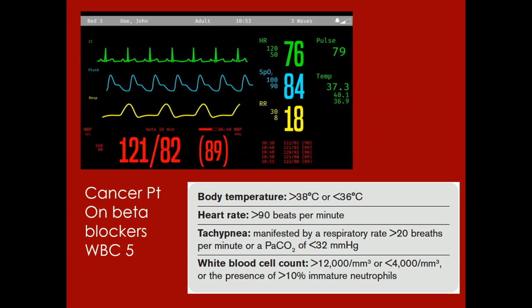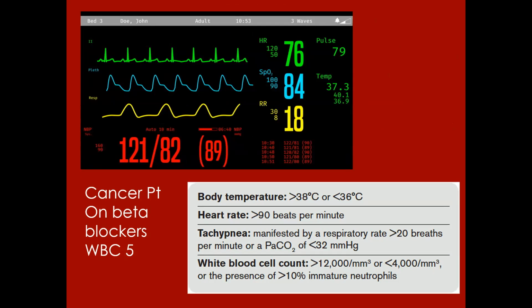Now, what about this example? Notice that the person has a heart rate of 76, which is fine, and a respiratory rate of 18. And their white blood cells are 5, which is great. And they don't really have a fever, but they're pretty close. And what if I told you this was a cancer patient on beta blockers?